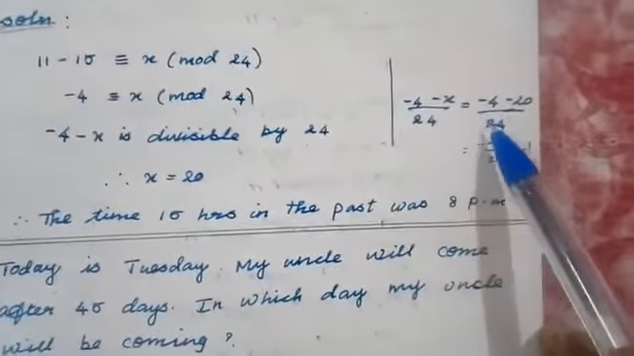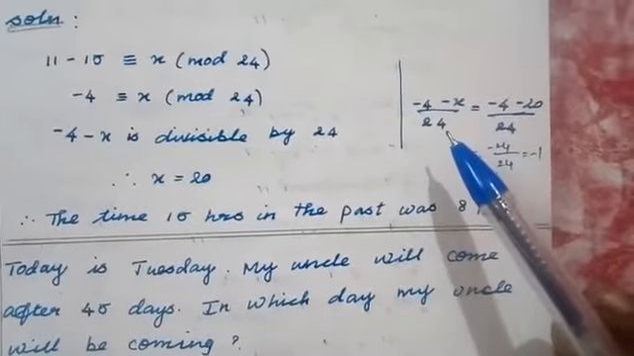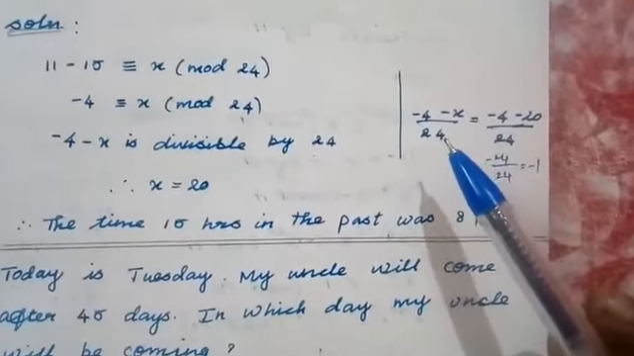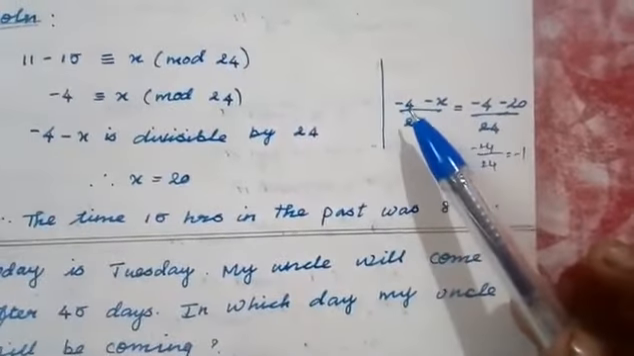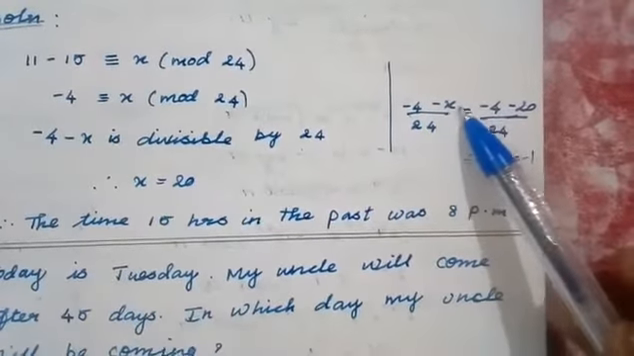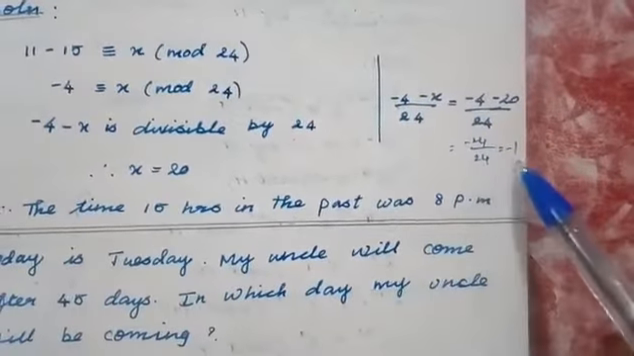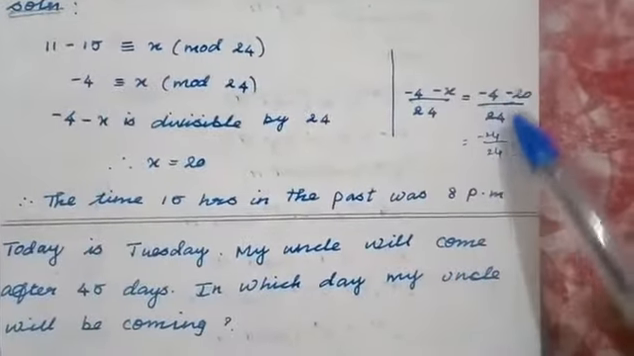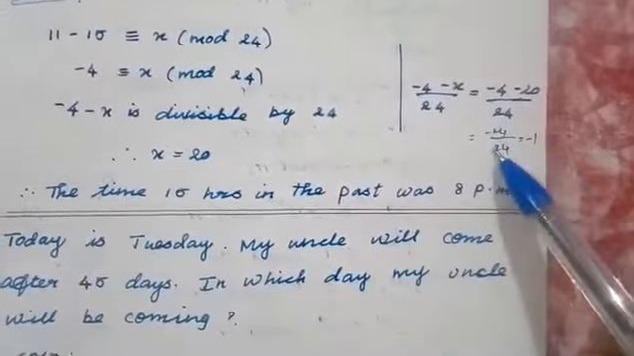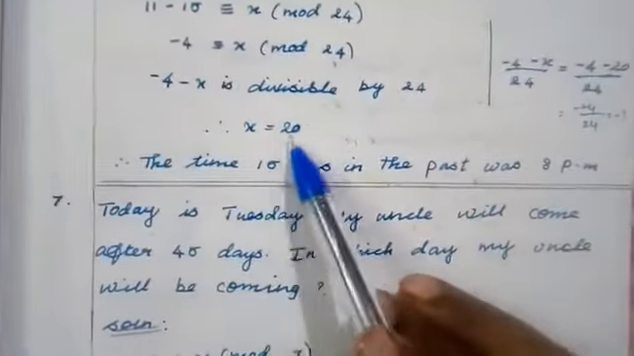So which value is suitable? We need to get it exactly divisible by 24. For that, it becomes minus 20. So minus 4 minus 20 by 24, that is minus 24 by 24, equal to minus 1. There is no need to find this quotient, and no need to simplify this value. So the x value we substitute here is 20. So 20 is the x value.